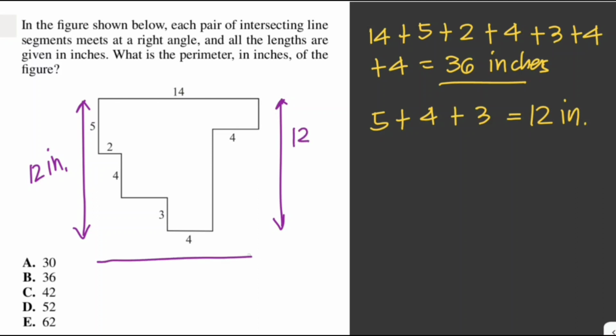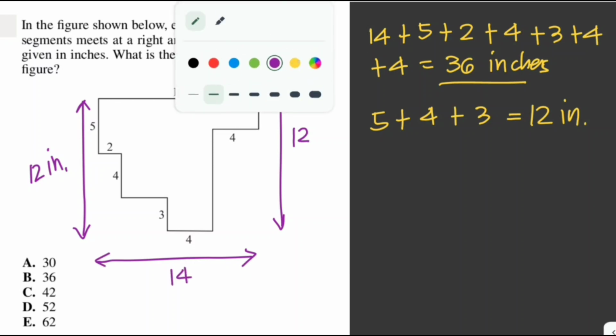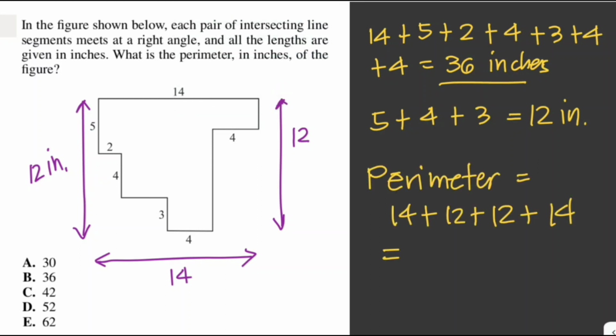And the bottom facing sides would also equal 14. Therefore, the perimeter is just the sum of all the sides, which is equal to 14 plus 12 plus 12 plus 14, and that would give us a total of 52 inches. So the answer here is letter D.